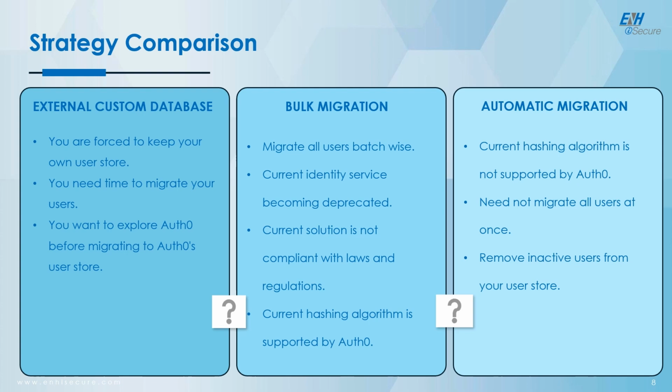Additionally, you may need to import users in multiple steps to ensure data consistency and avoid any inconsistencies during the migration process. Automatic migration offers a more gradual, user driven approach. This strategy is specifically designed for scenarios where the algorithm used to hash passwords in your user store is not supported by Auth0. It's perfect when you don't need to migrate urgently and can afford to keep your custom database online during the entire migration process. This approach allows you to naturally remove inactive users from your user store, as only the users who actively log in will be migrated. However, there are important trade-offs to consider.